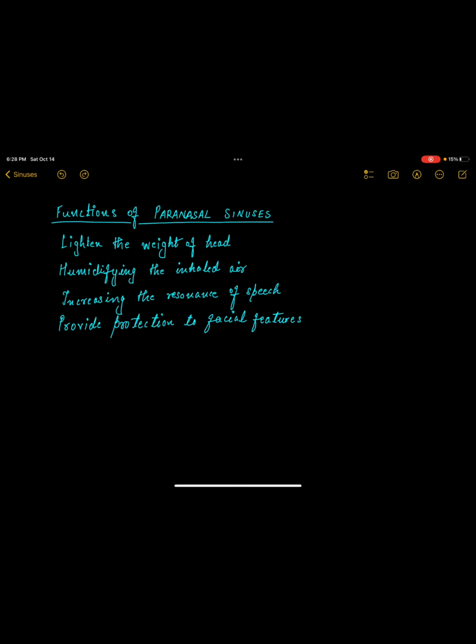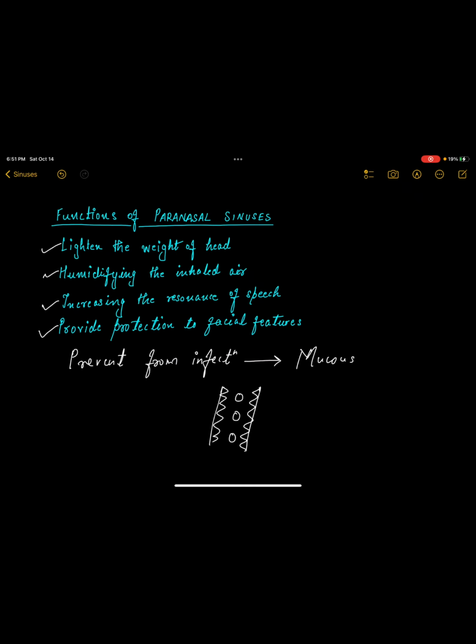Now the functions of the paranasal sinuses. First, as they contain air, they lighten the weight of our head, and they humidify the air that we inhale during respiration, because humid air is better for our health, as it prevents lung diseases like the common cold, etc. And they increase the resonance of our speech and provide protection to facial features. So this is how they prevent our body from infection.